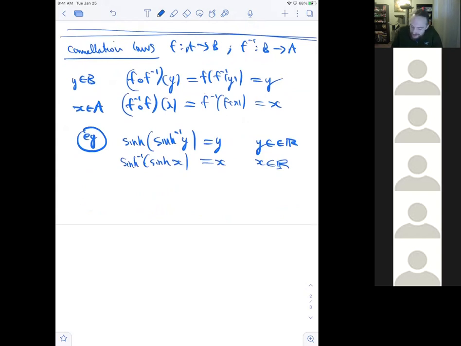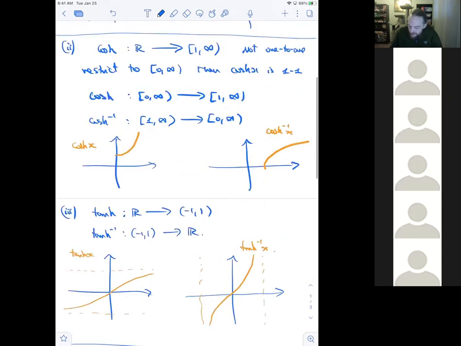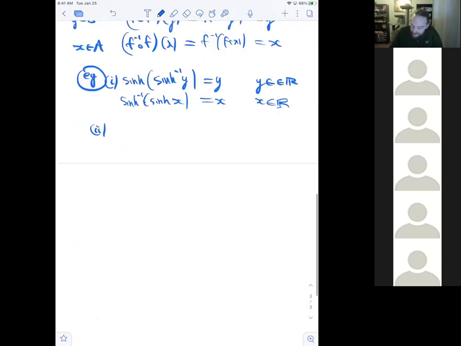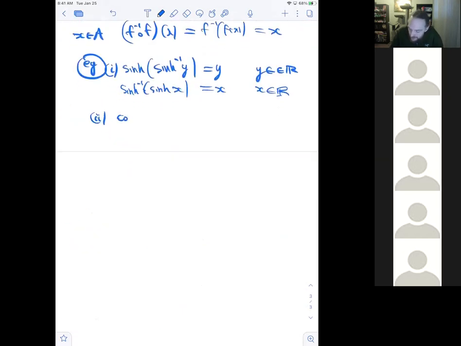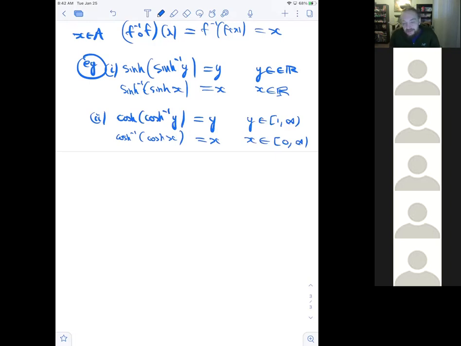Cos hyperbolic is going from 1 to infinity. So if we do cos hyperbolic of cos hyperbolic inverse of y, it should equal y for y inside 1 to infinity. And then cos hyperbolic inverse of cos hyperbolic of x should equal x for x in its domain where it's 1 to 1, which is 0 to infinity.